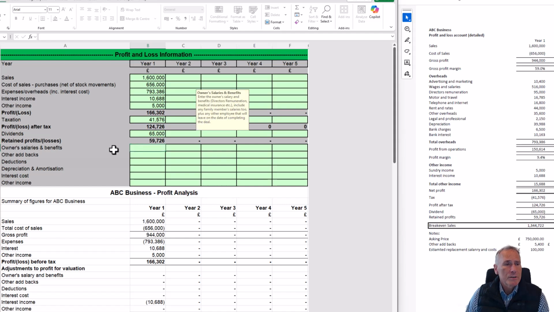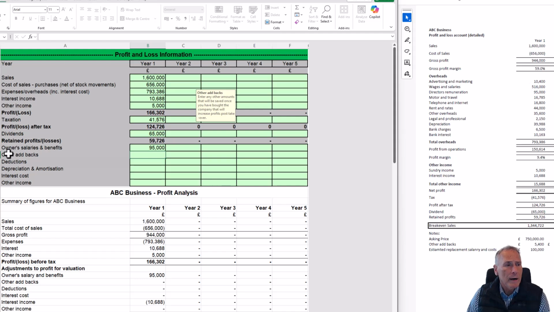Other entries that are useful to enter for working out profit multiples are either add backs or deductions specific to the business. So in this case, I want to enter the owner's salary and benefits. And the reason we want to know about that is because once a seller sells the business to you, they will no longer be there. So those costs disappear when that owner walks out the door. So in this case, on the face of the P&L, we can see director's remuneration, which would be the owner, we can see is £95,000.